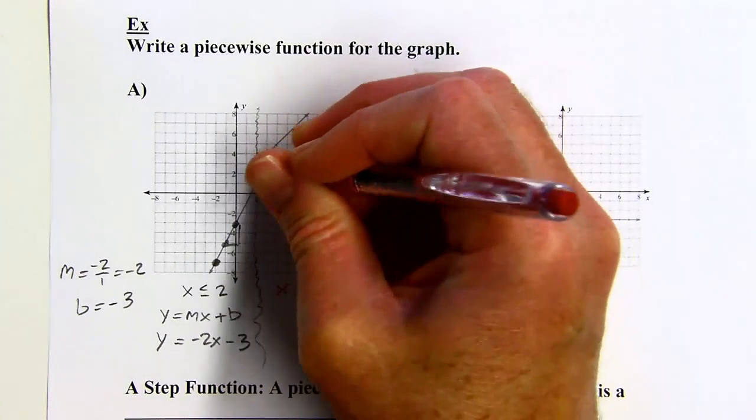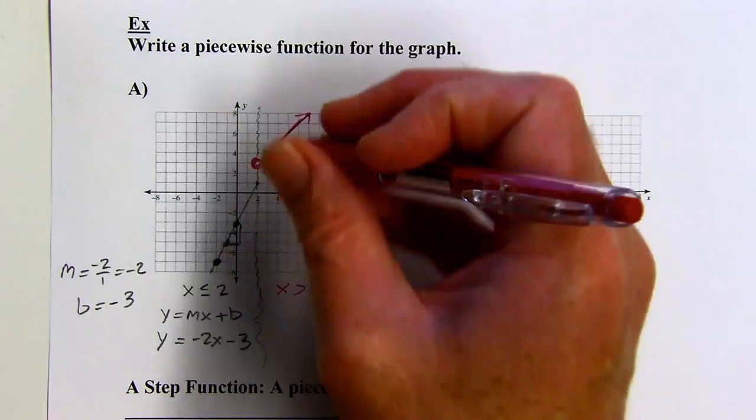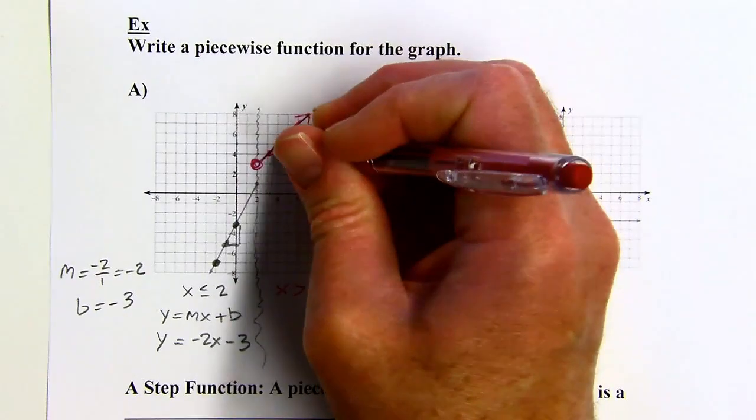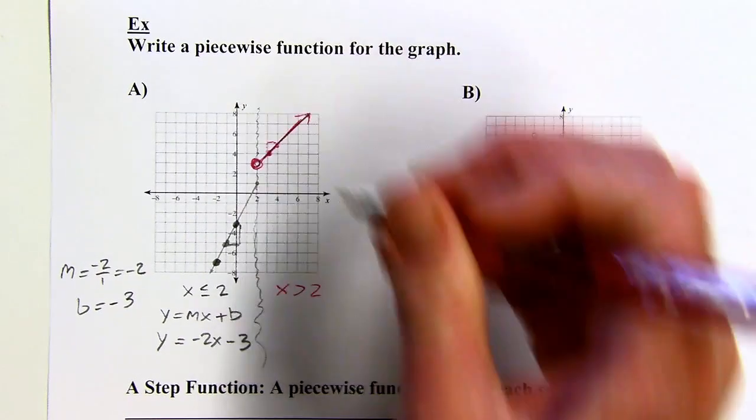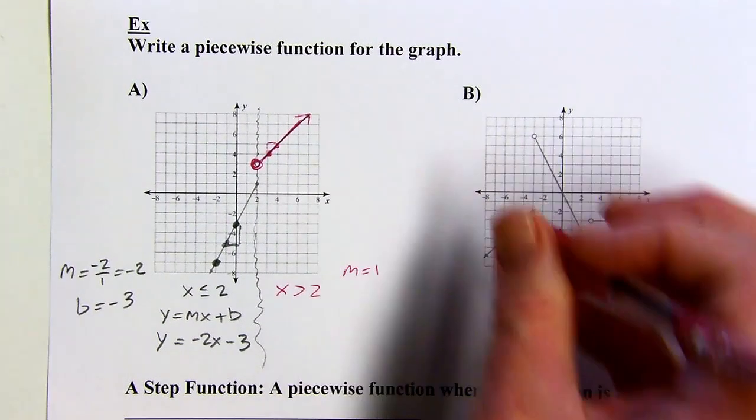So for my red one, let's think about that. Okay, the slope is pretty easy to find. I can choose any 2 points, and I'm going up 1 to the right 1. So my slope over here is going to be 1.